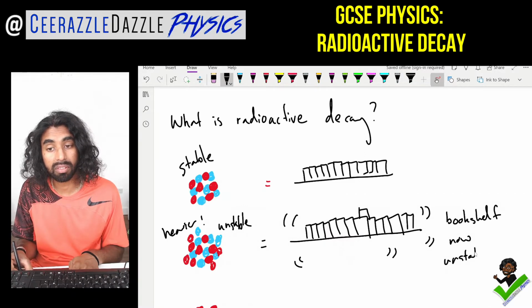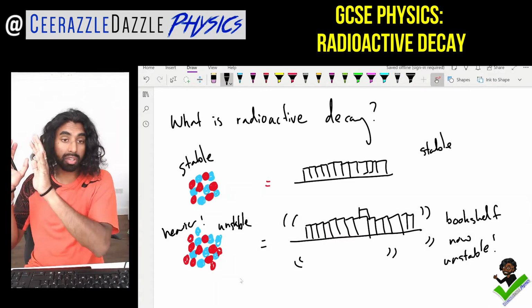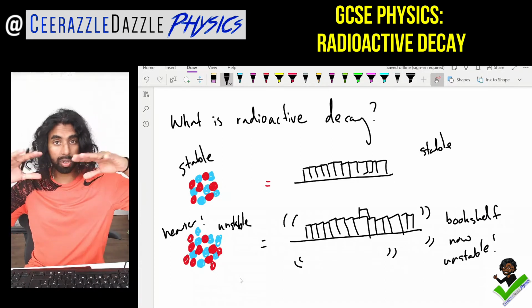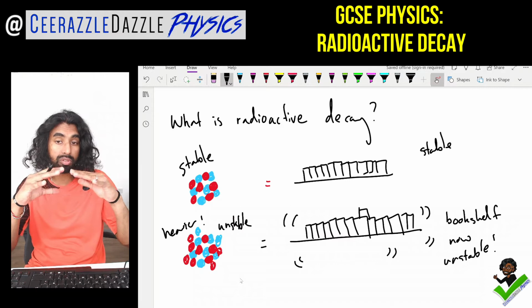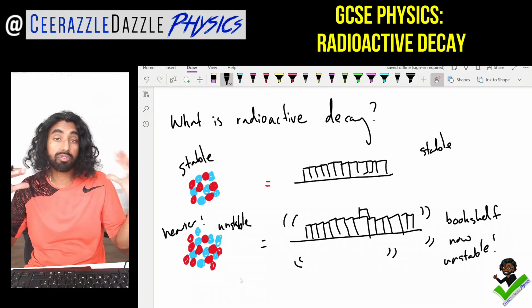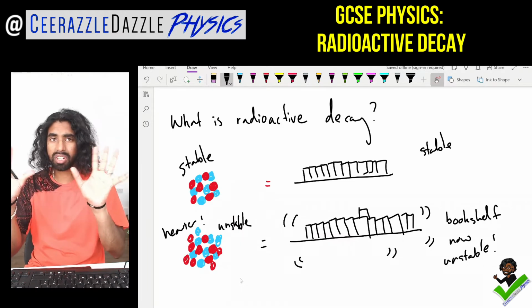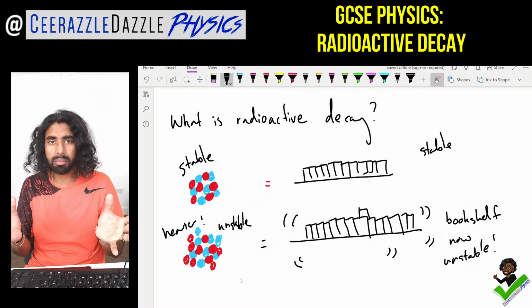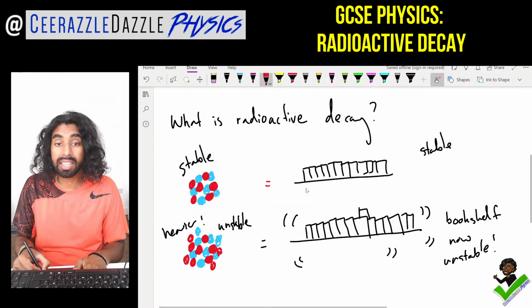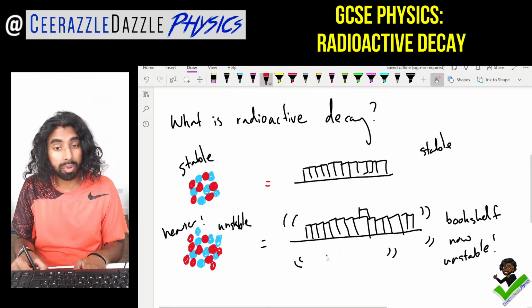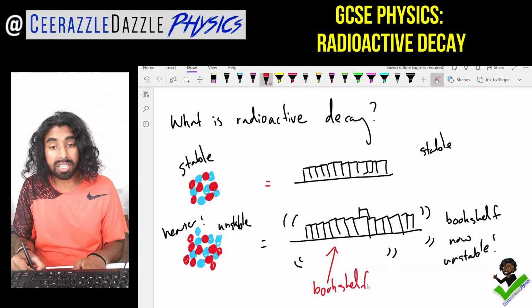Okay, so we said a nucleus is stable right now, like a bookshelf. But if you keep adding more and more books, or more protons and neutrons, the bookshelf will become unstable. And logically, if the bookshelf becomes unstable, it will break down. So eventually the bookshelf will collapse.